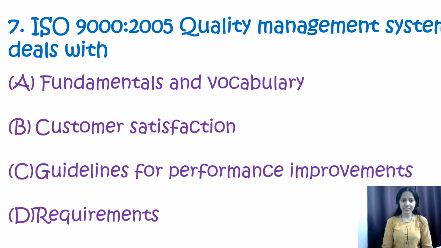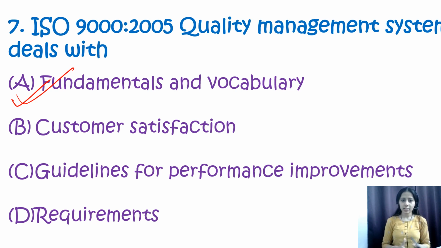So question number 7, ISO 9000 2005 quality management system, it deals with: options are fundamentals and vocabulary, customer satisfaction, guidelines for performance improvement, and requirements. So over here my correct option is option number A, that is fundamentals and vocabulary.